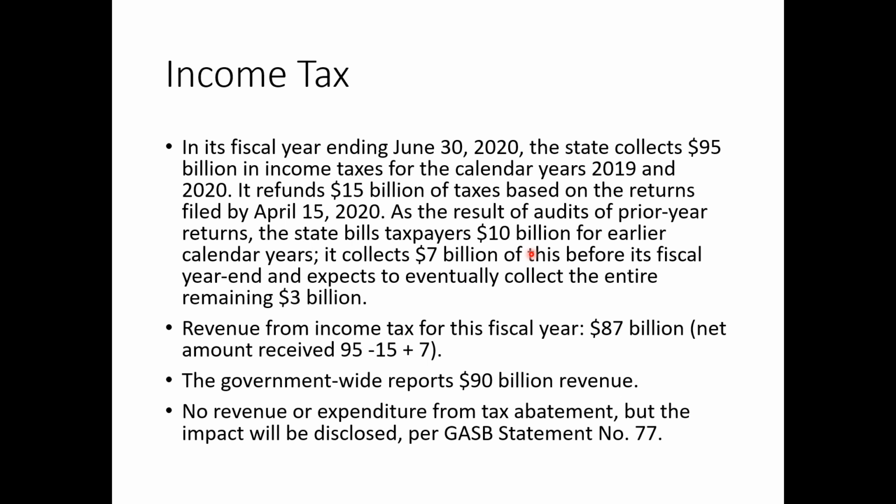So the only issue is this one, the 10 billion billed. These are the extra tax billed to taxpayers. Probably they didn't pay enough tax. Under the modified accrual basis, only 7 billion is recognized, because the 3 billion is basically unavailable. And under the full accrual basis or the government-wide reports, the full $10 billion will be recognized. So the total income tax revenues will be $90 billion.